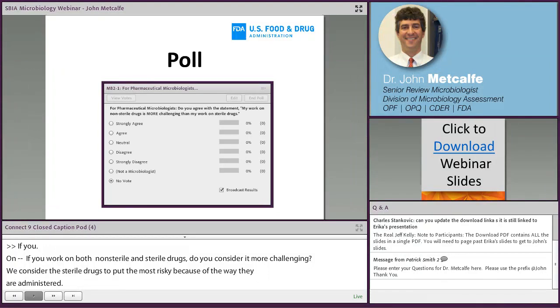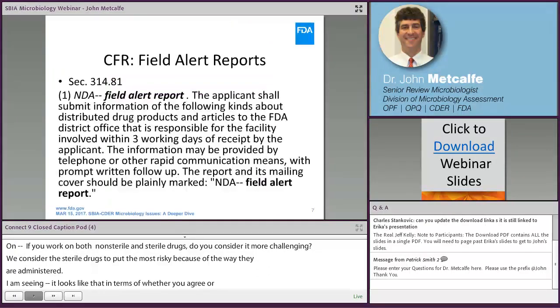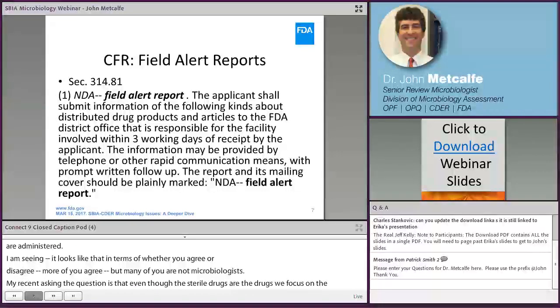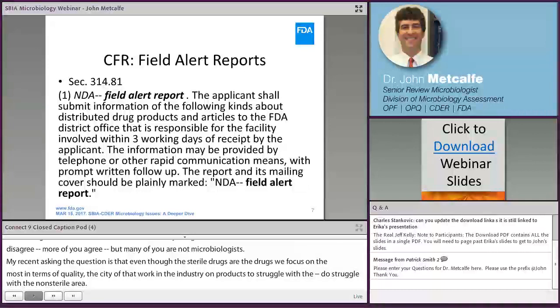So let's go back to the presentation. Again, my reason for asking that question is that even though the sterile drugs are the drugs that we focus on the most in terms of microbiological quality, those of you that work in the industry on pharmaceutical products do struggle with this non-sterile area. The reason is that the non-steriles can be released with a measurable bioburden, but it can't have too much, and it can't have the wrong ones. So that, I know, presents challenges to you.